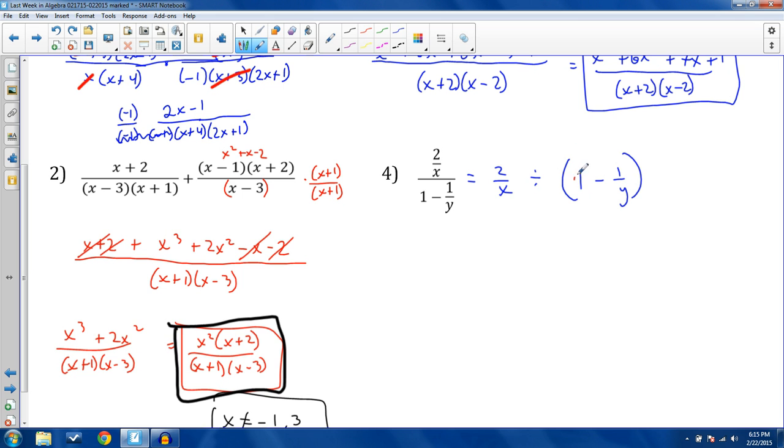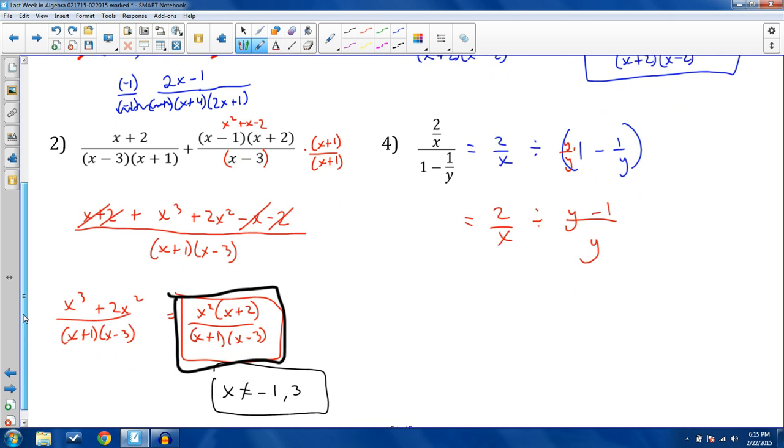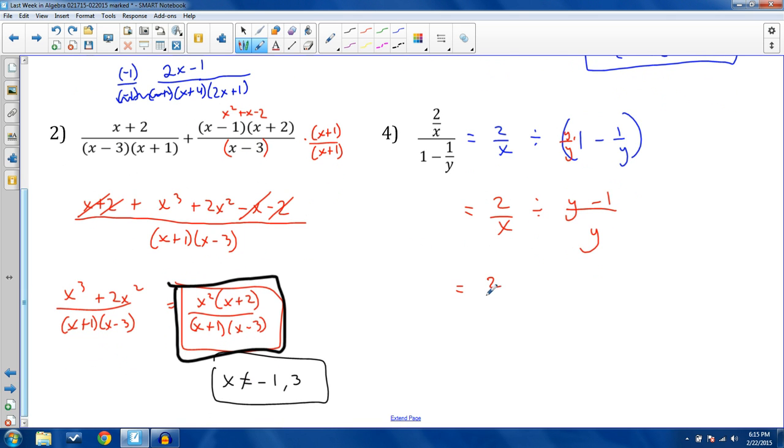So I'm going to multiply 1 by y over y, and I'm going to get, here's 2 over x divided by, now I have y minus 1 all over y. Notice how y is now a common denominator. Here's y minus 1. Now that I have that scenario, I can do 2 over x times y over y minus 1, multiply by the reciprocal, and multiply straight across. So we get 2y over x times y minus 1.